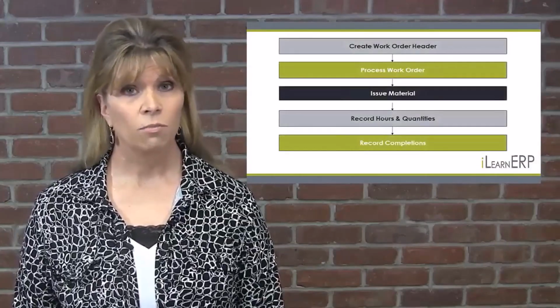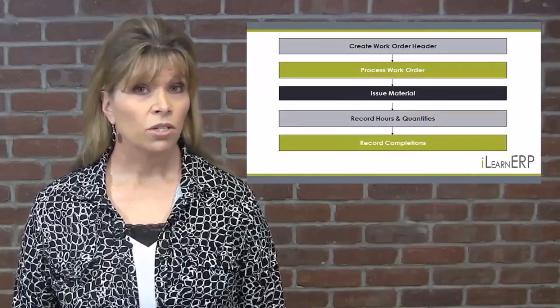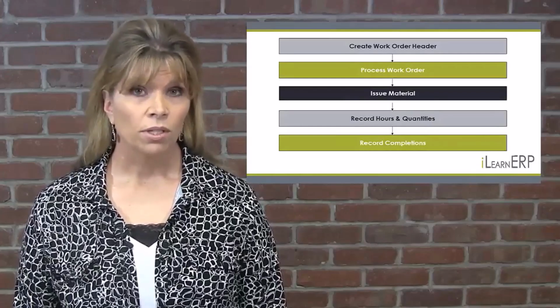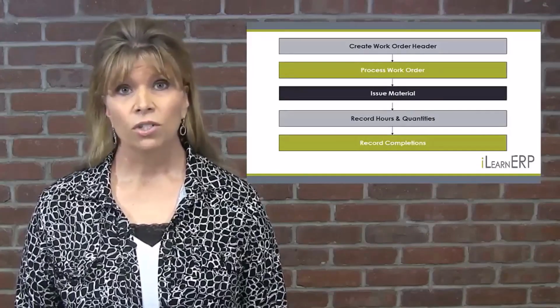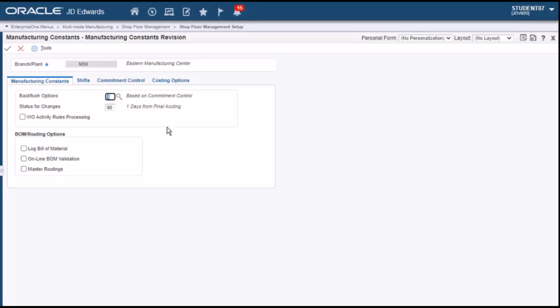First, work orders have to be created. Materials are issued to those work orders. Materials are scrapped during production. Labor hours need to be recorded. And finally, finished goods are reported as completed. The last step of the process. And the first thing we want to look at is the status for changes.